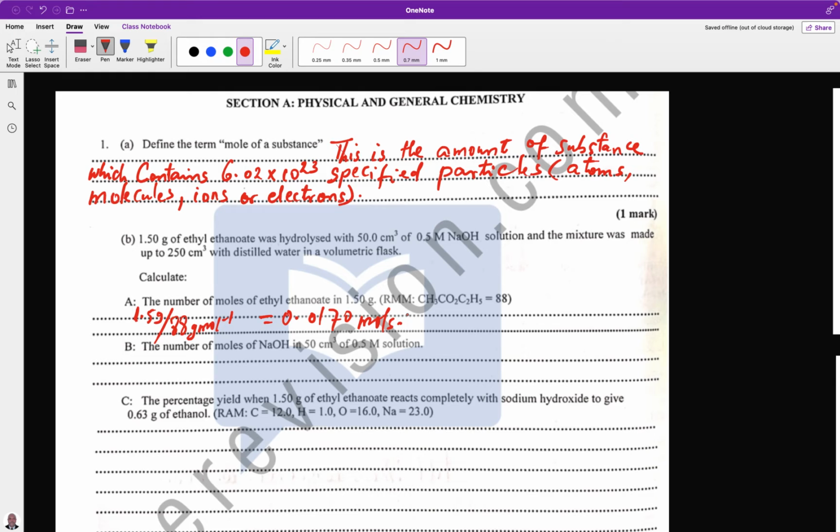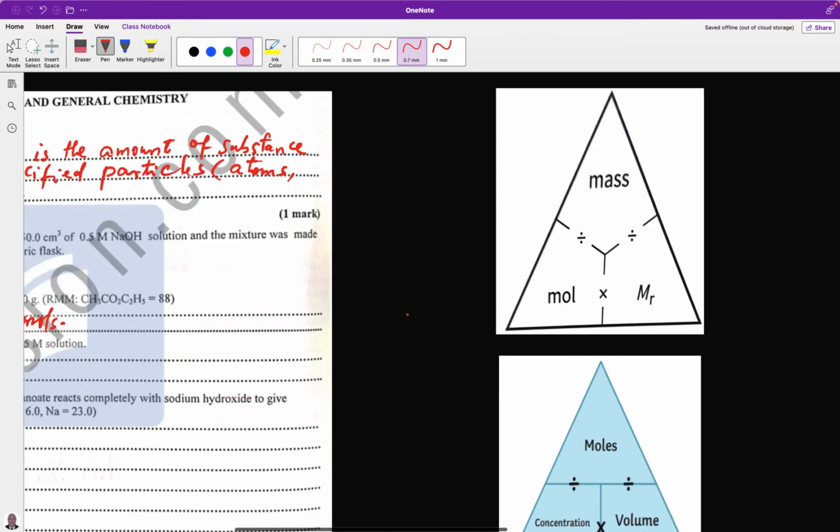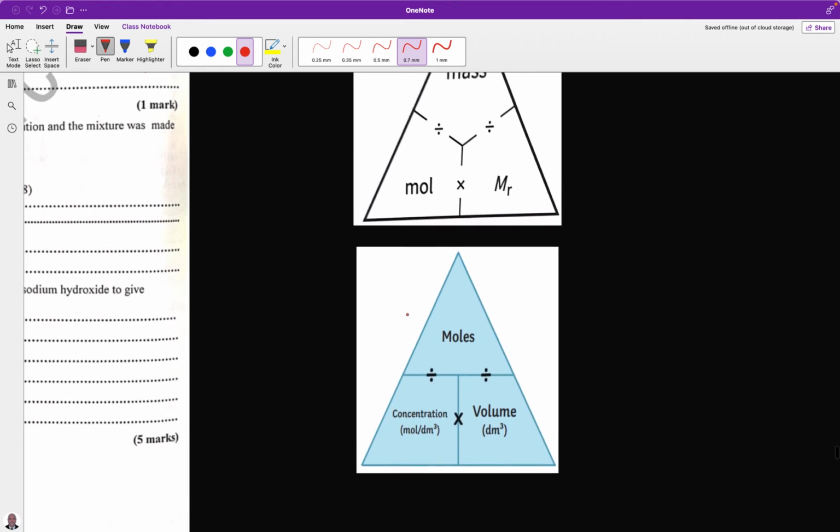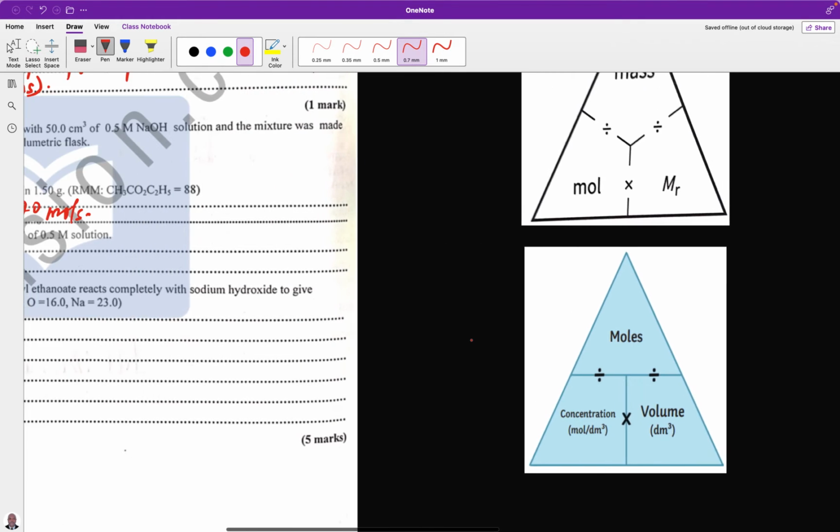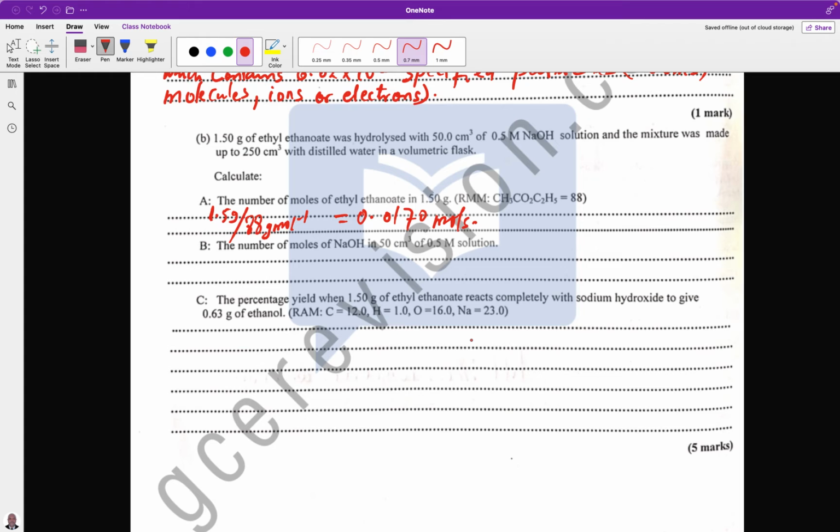calculate the number of moles of sodium hydroxide in 50 cm cube of 0.5 molar solution. Again, there is a relation here. We have to have the number of moles. To have the number of moles, multiply the concentration by the volume in dm cube. You will have the number of moles.